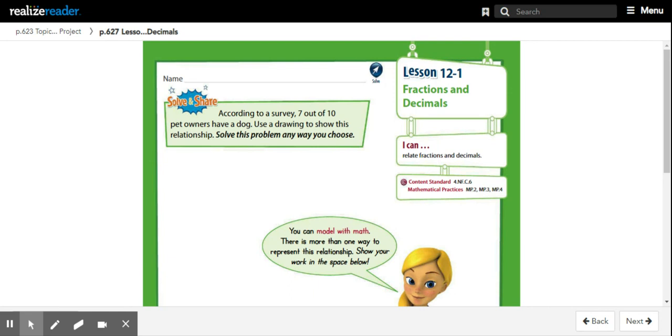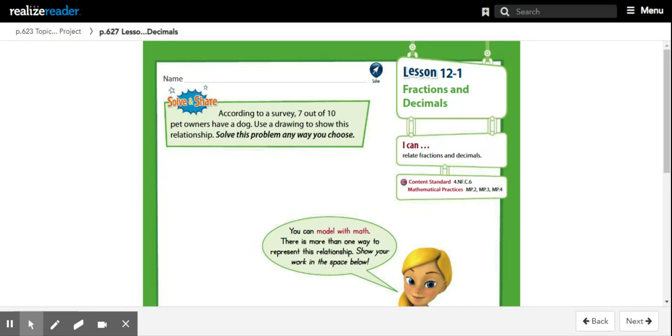So according to a survey, 7 out of 10 pet owners have a dog. Use a drawing to show this relationship. Solve the problem any way you choose. So it's not giving you 100% what it wants here, but it wants you to draw a picture, write a fraction, and a decimal that would show 7 out of 10 pet owners having a dog.